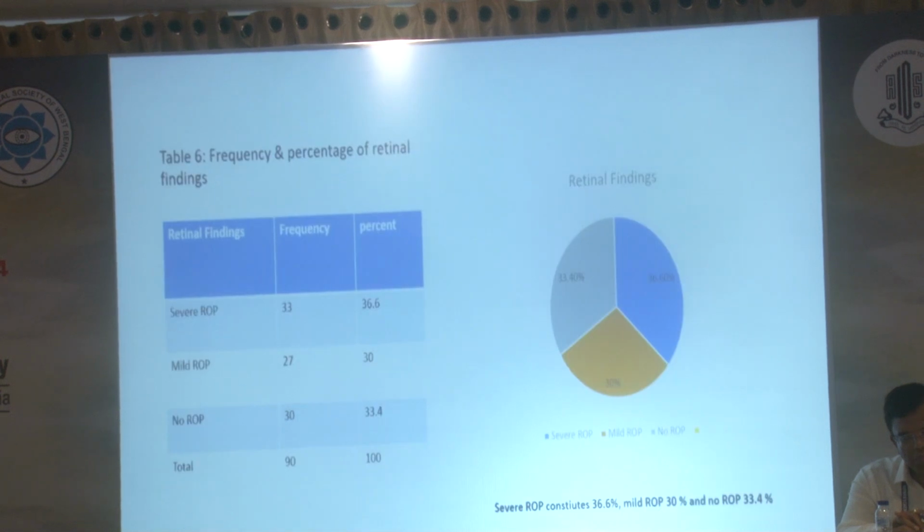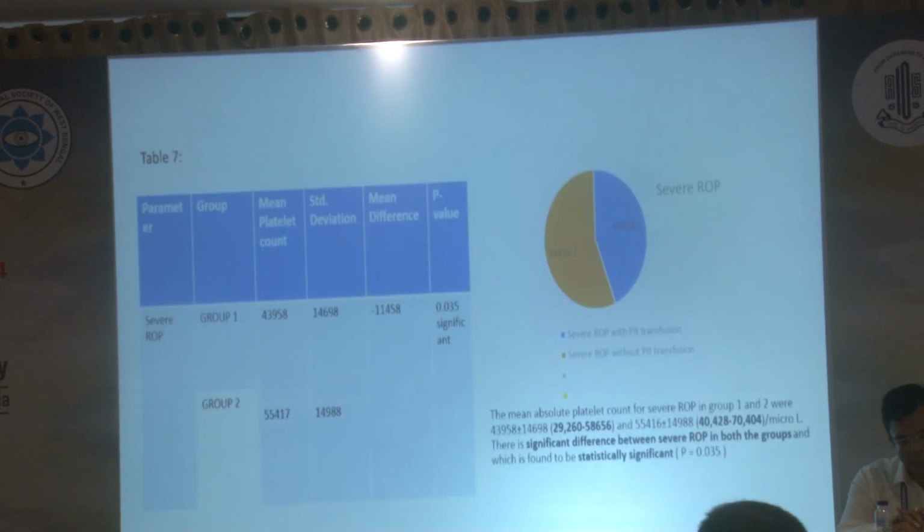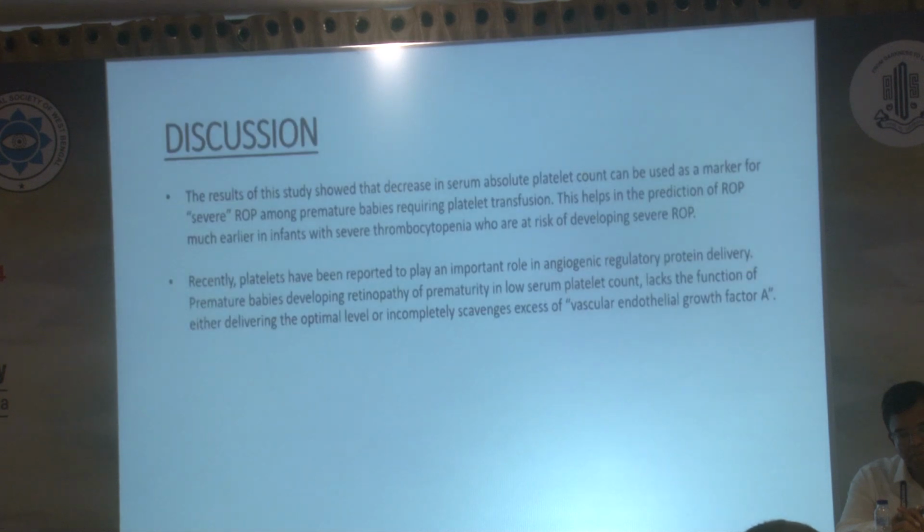Severe ROP constituted approximately 36.6%, while mild ROP was 30% and no ROP was 33.4%. The mean absolute platelet count for severe ROP in group 1 was almost 29,000 to 58,000, whereas in group 2 it was 40,000 to 70,000. There was a significant difference between both groups, and this was found to be statistically significant.